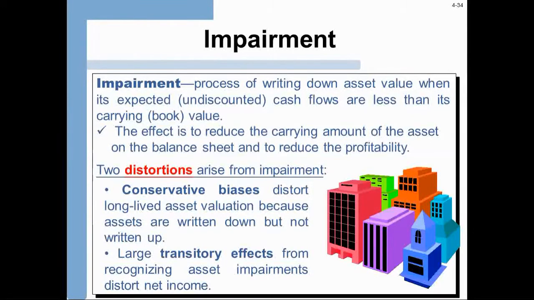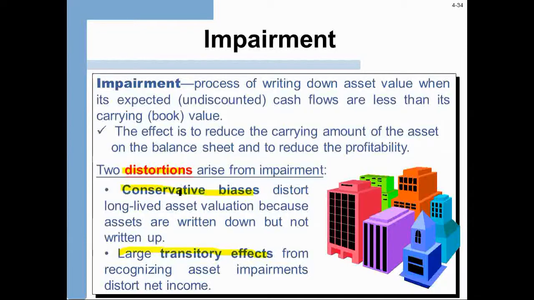The effect is to reduce the carrying amount of the asset on the balance sheet and to reduce the profitability, because we are going to put it in the income statement as an expense. So if you remember, as we calculated it as unrealized gains and losses. These impairments are going to create two different types of distortion for us. These distortions are conservatism bias and large transitory effects.